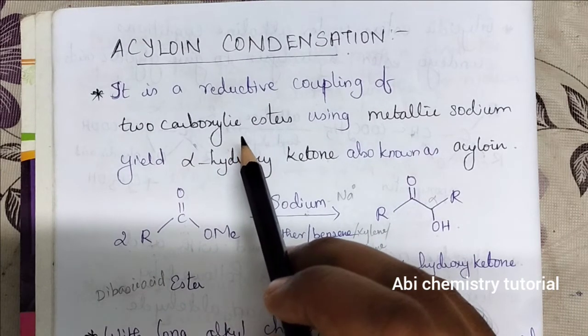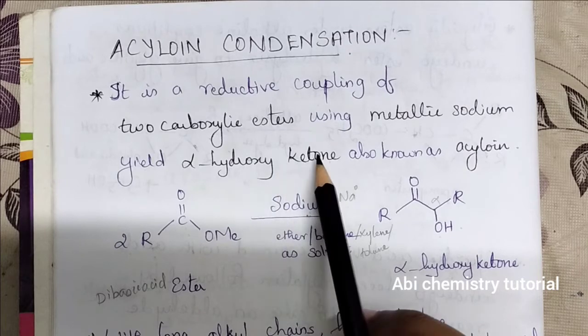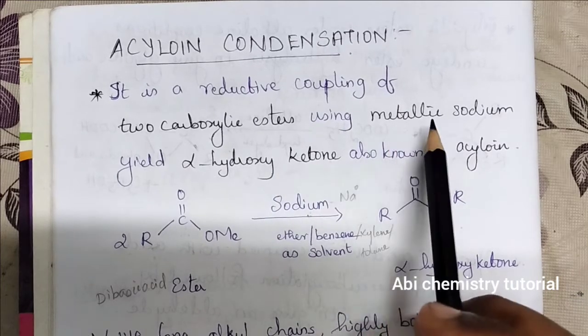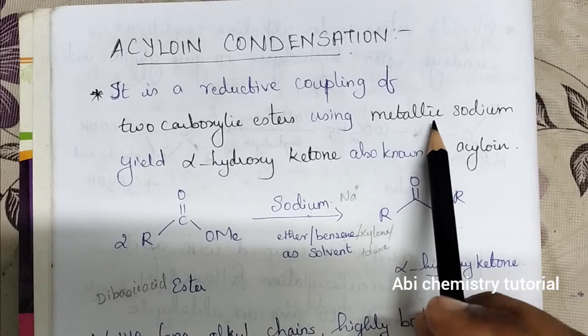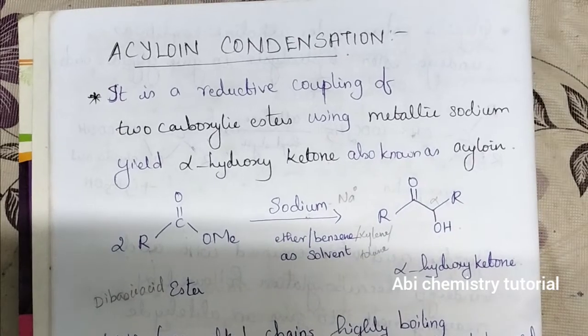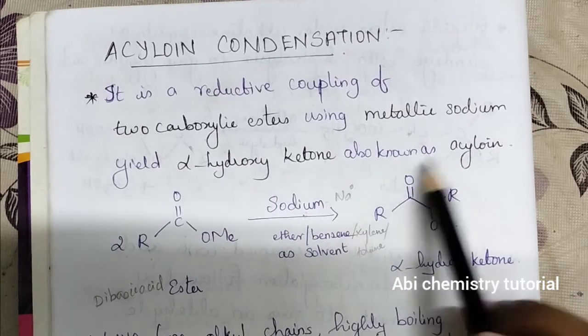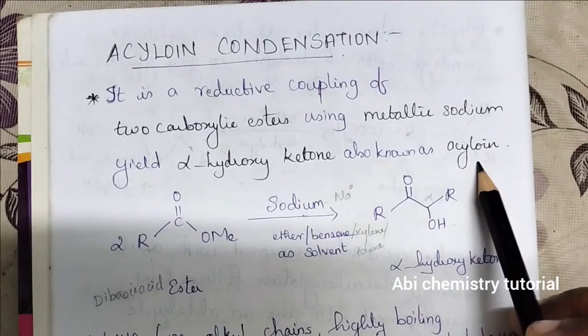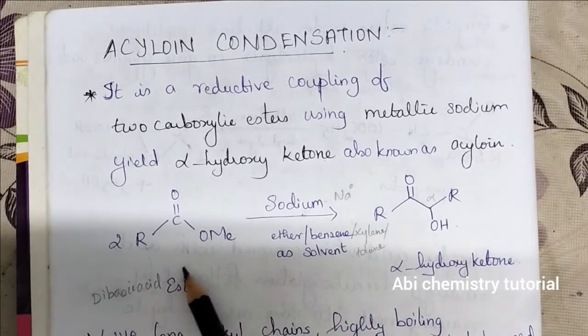Two esters are coupled to form a ketone, that is, an alpha hydroxy ketone, in the presence of metallic sodium. The point should be noted: metallic sodium. The product, the alpha hydroxy ketone, is known as Acyloin, and that is the reason for the name Acyloin condensation.